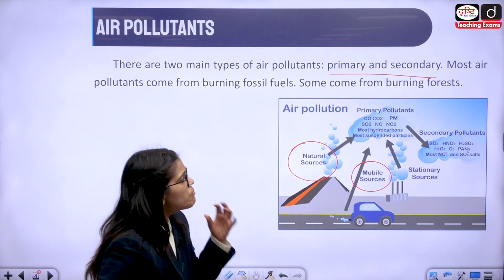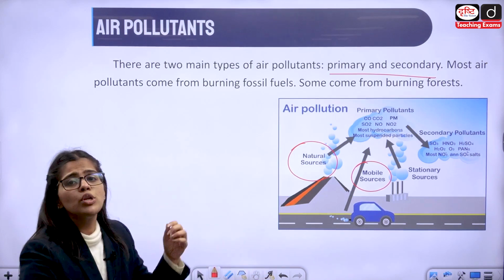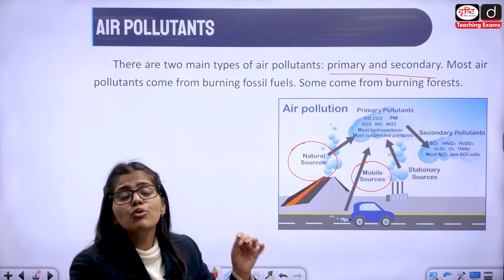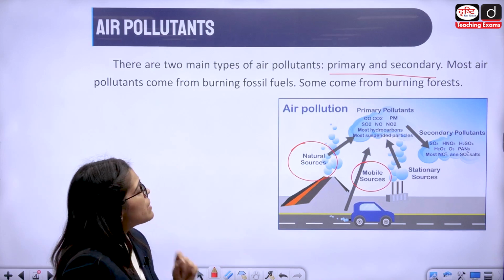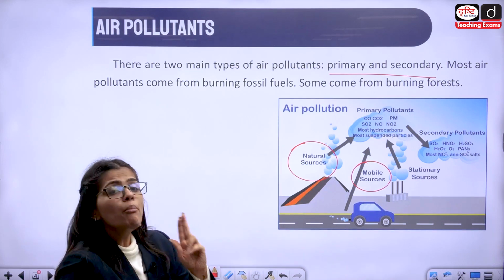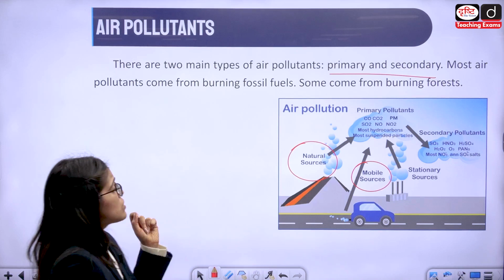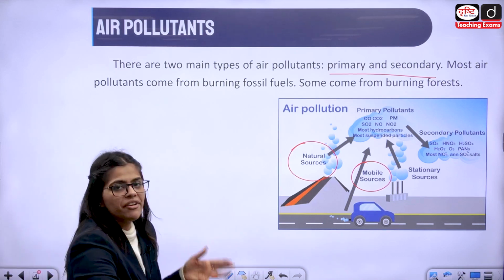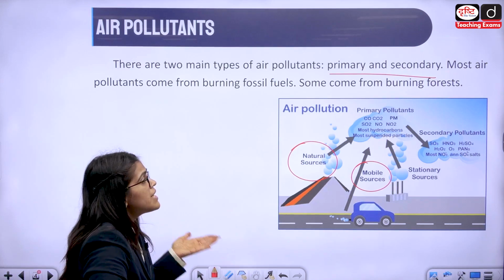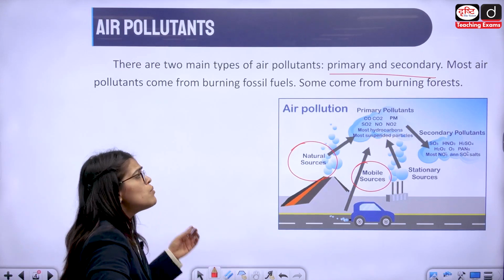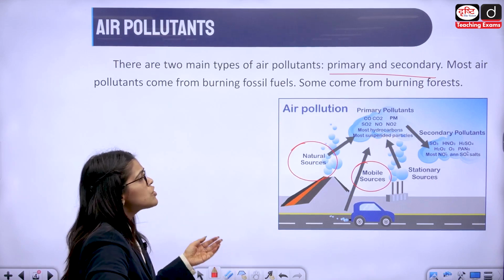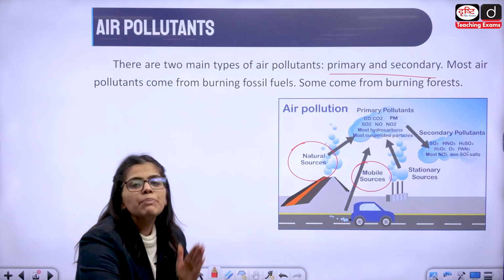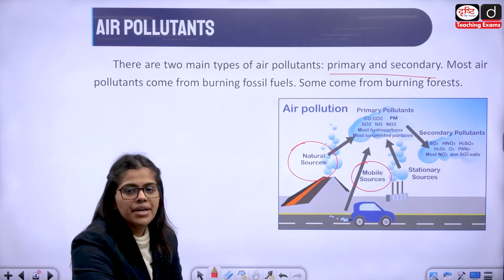So they are called primary pollutants, while the secondary pollutants are those which are made up of the combination of two primary pollutants. So two primary pollutants combined together will form one secondary pollutant. What are the examples of primary pollutants? CO, CO2, PM 2.5 or PM10. There can be SO2, NO, NO2, most of the hydrocarbons and most of the suspended particles fall under the category of your primary pollutants. They are directly emitted in the air.